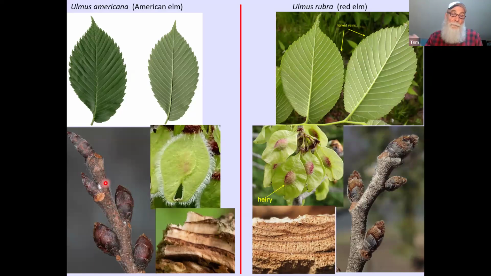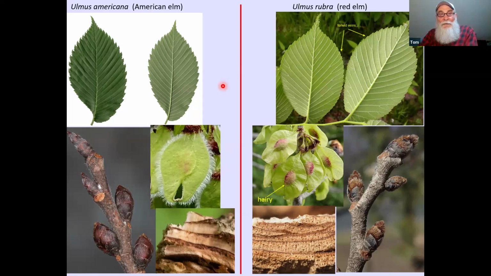Now, the thing that I use almost all the time to distinguish red elm from American elm out in the field, because these samaras come in the early spring before leaf out, and so they're gone quickly, soon after seed dispersal occurs. So you can't use these samaras except for a short period of time early in the spring. You have to use the leaves.